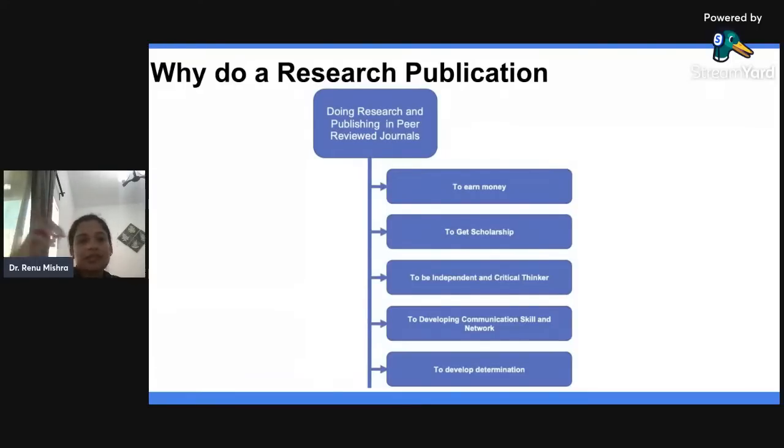Scopus index, ABDC, Web of Science, wherever your discipline, indexing is important. Listing, in short, indexing, listing, in easy language I'm telling you.